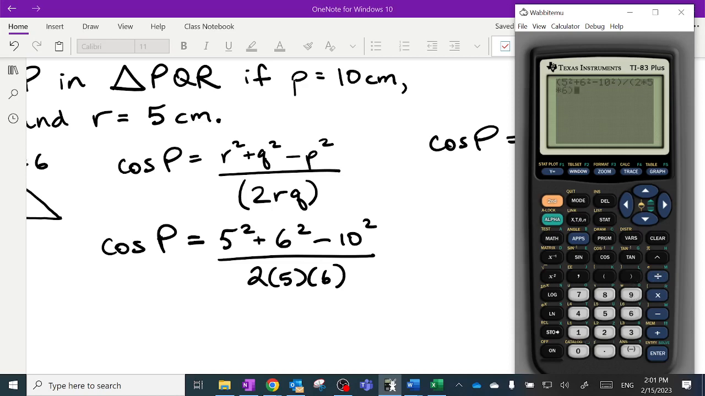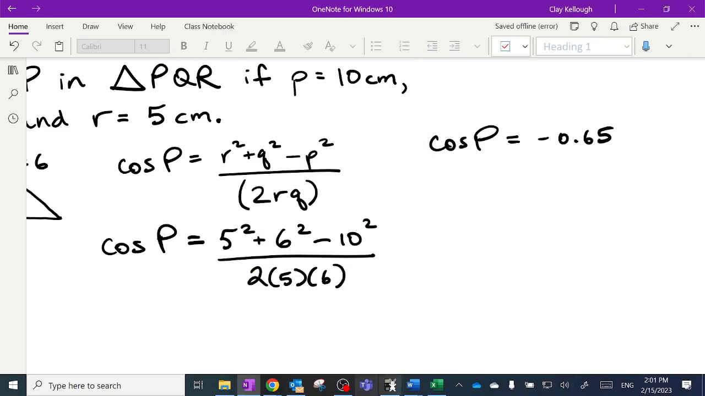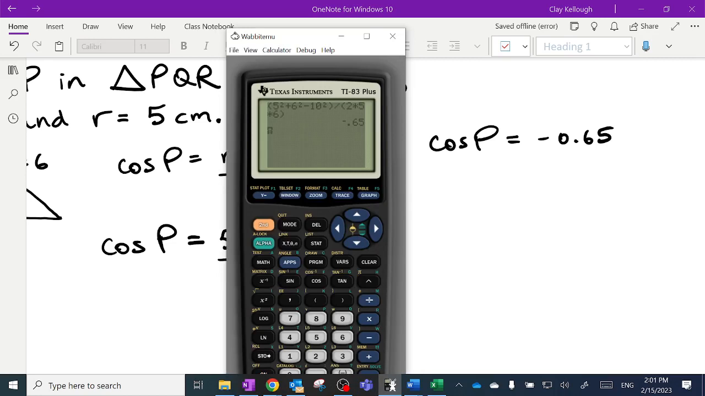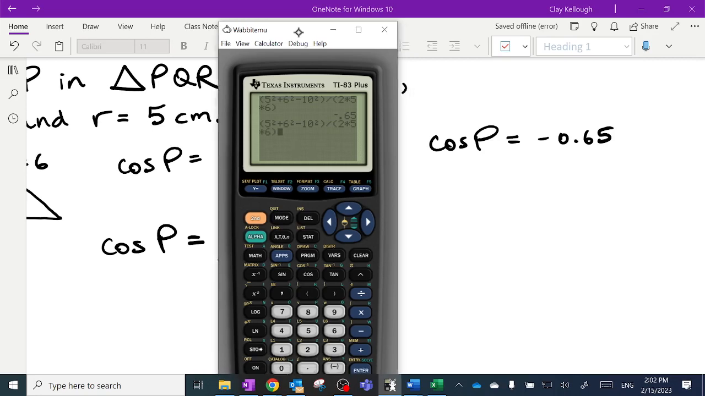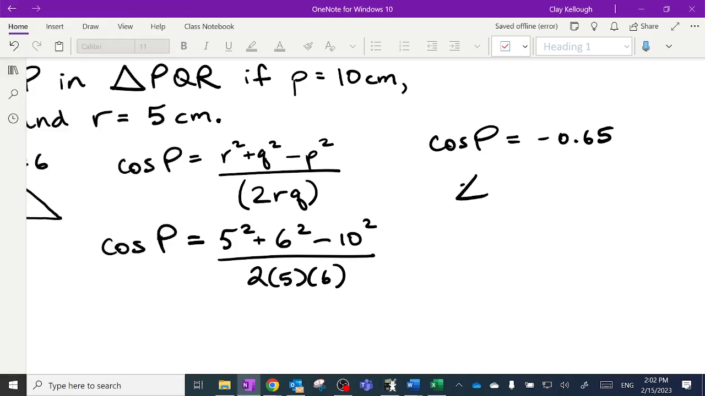Oh, hang on, did I do something wrong? Ooh, that one's terminating. And it's negative, and what's that telling me? We're going to get an obtuse angle, correct. So it's negative 0.65. And I would like the inverse cosine of that. Inverse cosine of my answer. Oh, that didn't work. Erase, erase, erase. Inverse cosine of my answer, not my entry. And there we go. Angle P is 130.54 degrees.